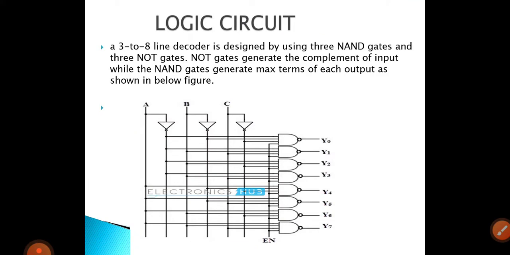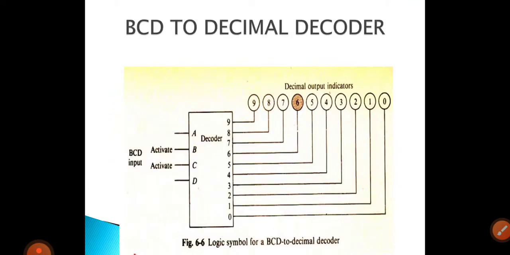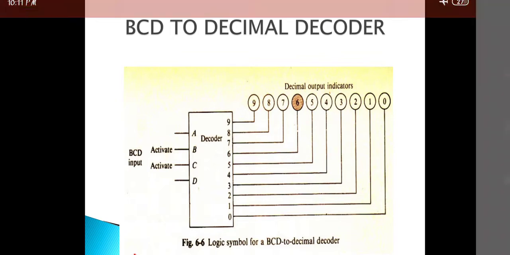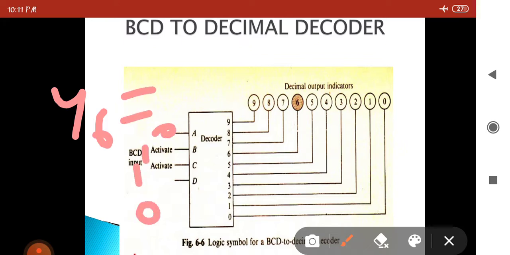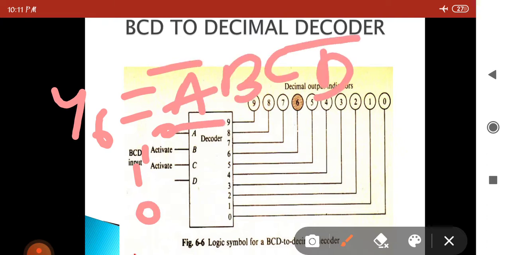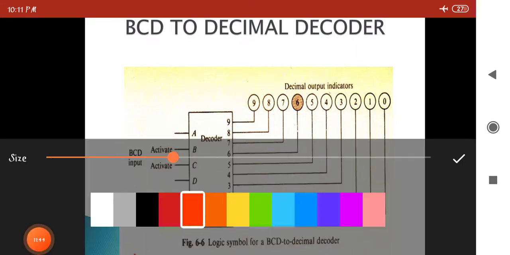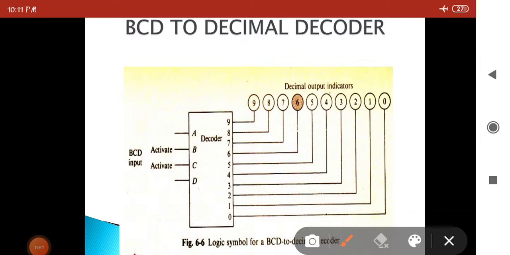What kind of gate can we write it? AND gate can be used. Say 6 is activated. Can we write 6 as Y6? 6 can be written as 0, 1, 1, 0. A bar, B, C, D bar will come as the output. Otherwise, 0 is the answer. Sorry, all are 0.